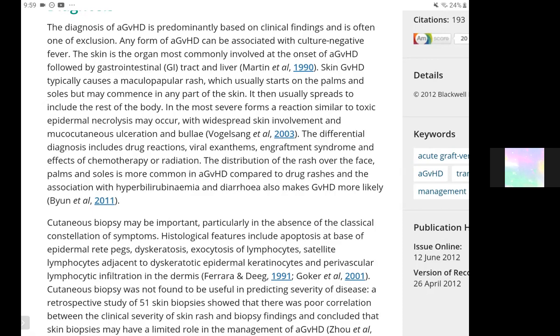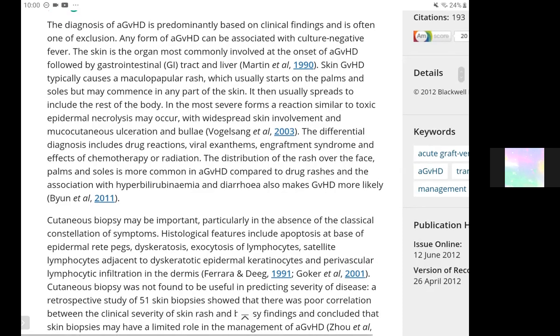So the differential would slightly vary with that, but generally just viral infections and drug reactions and other engraftment syndromes, and the effect of the chemotherapy or radiation that the patient may have received as part of conditioning. This may affect the differential. The skin is the most common organ involved at the onset, followed by GI and liver.